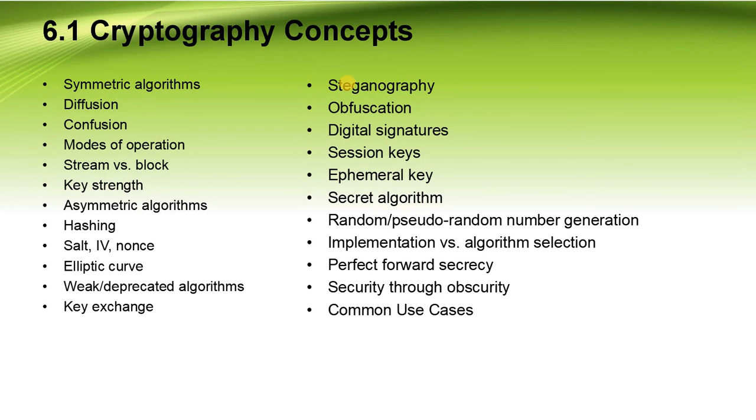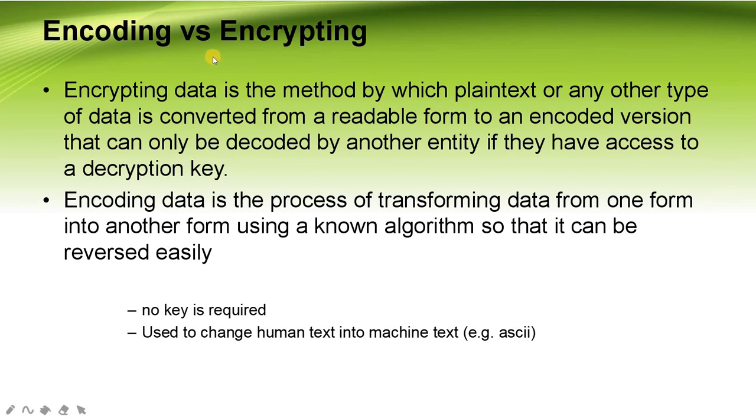Okay, so let's go to the topic: encoding versus encrypting. Encrypting data is the method by which plaintext or any other type of data is converted from readable to an encoded version that can only be decoded by another entity if they have access to the decryption key. Encoding data is the process of transforming data from one form into another form using a known algorithm so that it can be reversed easily. So no key is required. It is used to change human text into machine text, for example, ASCII.